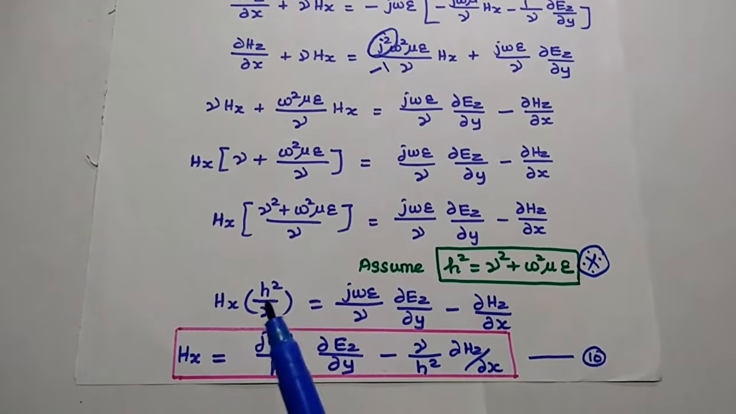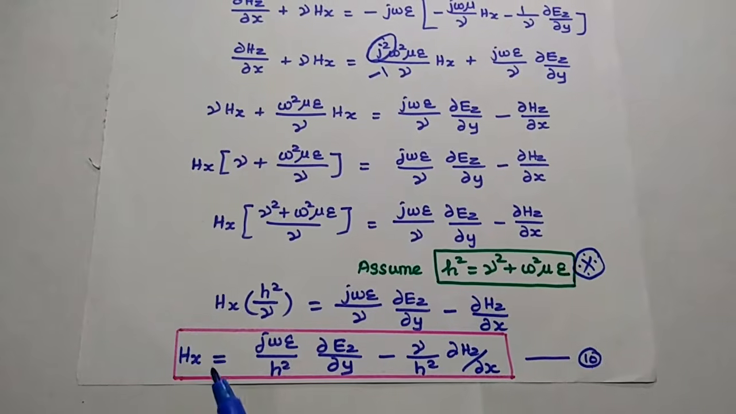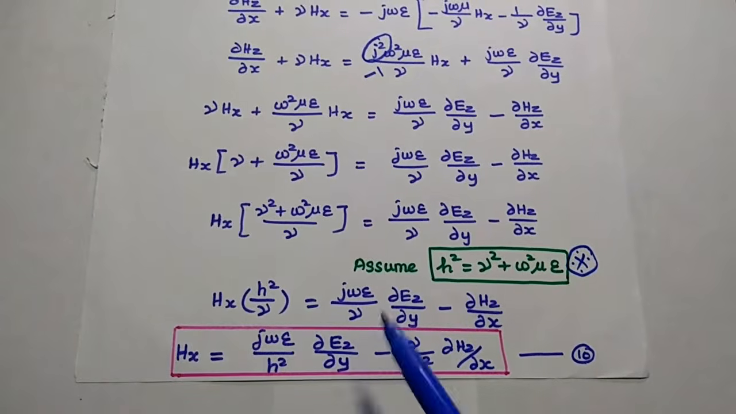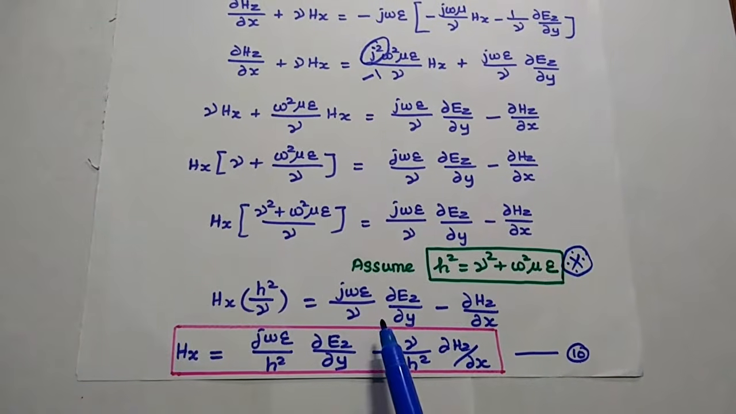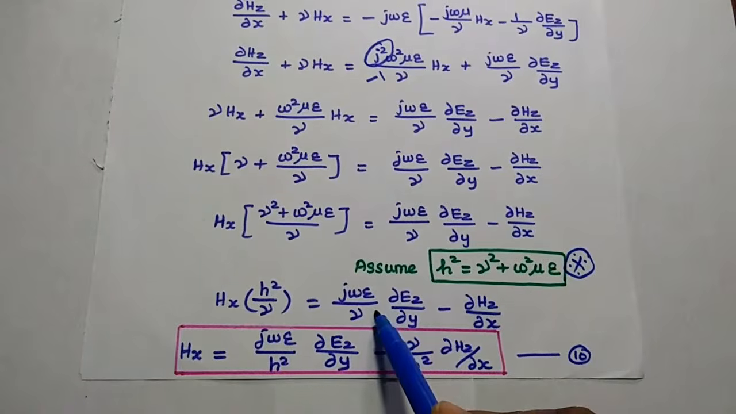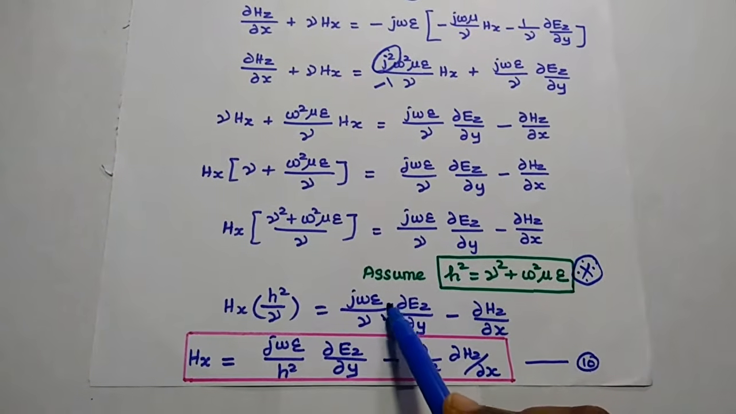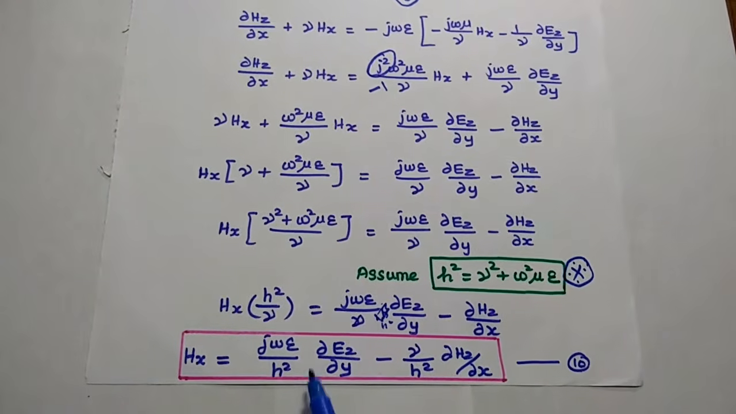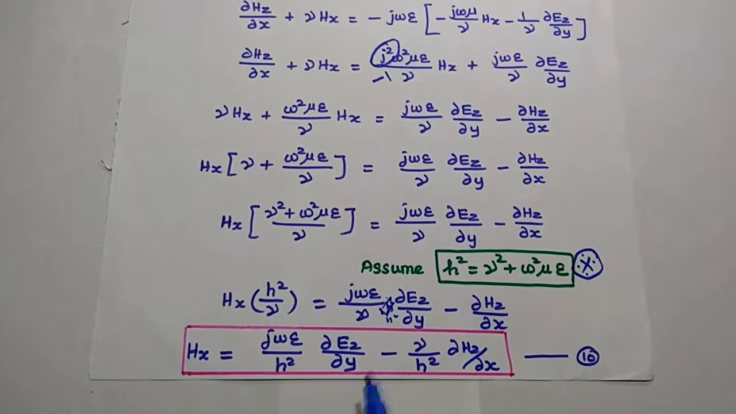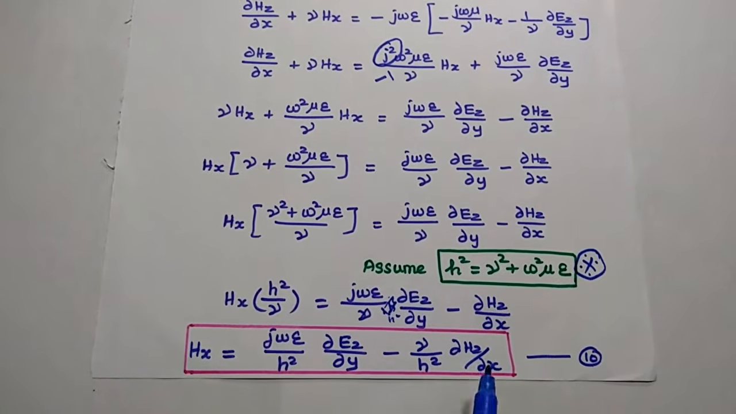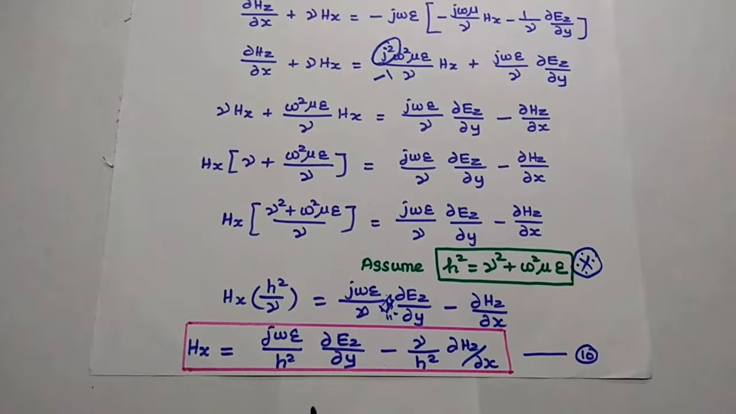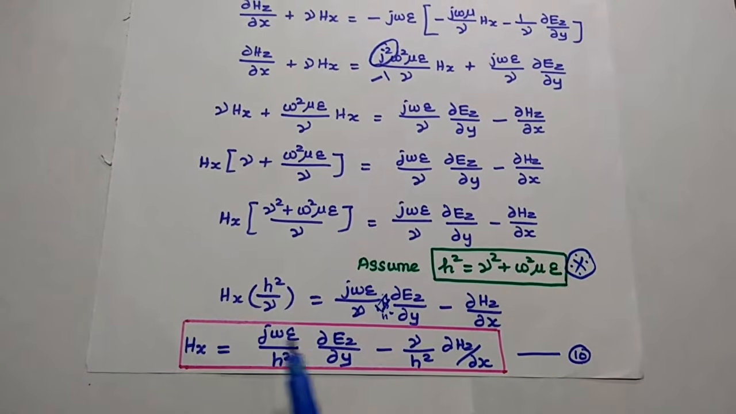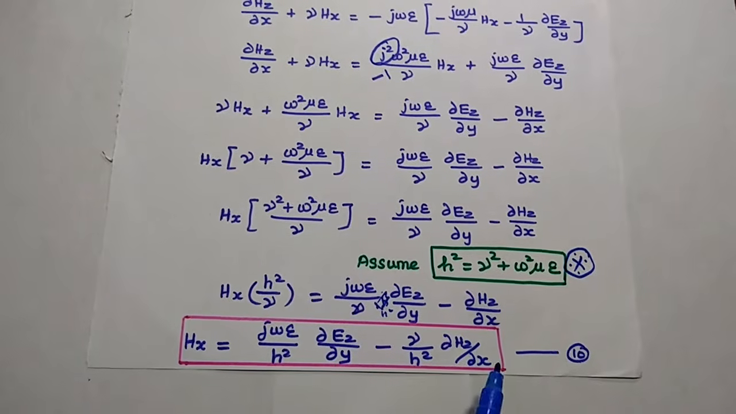by dou x. Finally, we can get the value of this Hx by moving this value to this side as a reciprocal term. Here gamma is already there. If we move this term to this side as a reciprocal, this value is multiplied with this square, that is gamma divided by h squared. Gamma divided. Then we get the value as j omega epsilon by h squared dou Ez by dou y minus gamma by h squared dou Hz by dou x. This is the value of Hx. Okay, so this is the Hx component in terms of Ez and Hz.